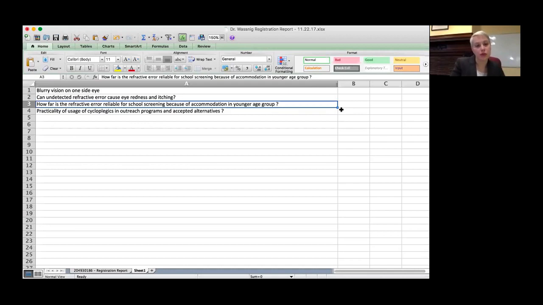Unfortunately, with smaller pupils, I think some autorefractors have less reliability when a child has small pupils. So that's something you want to consider with your autorefractor. Also, with your autorefractor, this might be one of those moments where you're not sending off as many kids as you need to. If they have very high accommodation, you might not catch that really high hyperopia with an autorefractor. Practicality of using cycloplegics in an outreach program.